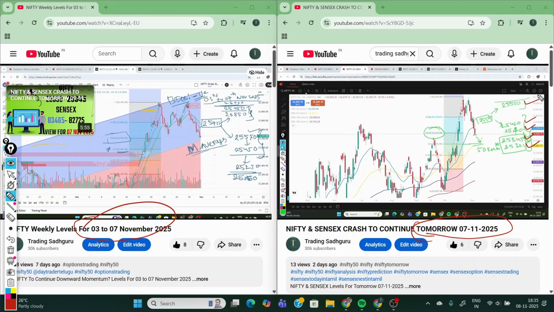So this is a perfect level, both on upside as well as on downside, and we even mentioned where we got these numbers from: Fibonacci ratios and moving average retracements, Fibonacci retracements.